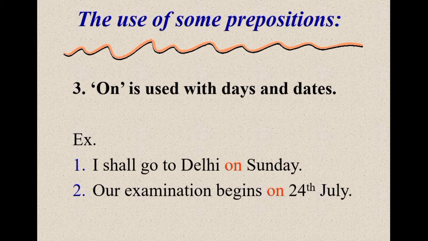So now the next preposition is on. On is used with days and dates. For example, I shall go to Delhi on Sunday. Means Sunday is a day, so we have used the preposition on. Next, our examination begins on 24th of July. So here 24th is the date, so we have used the preposition on.